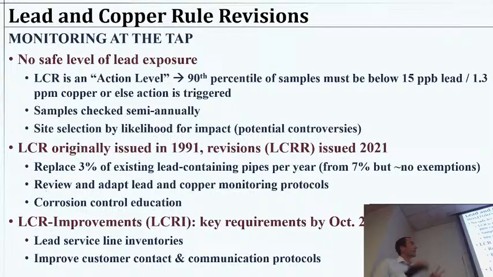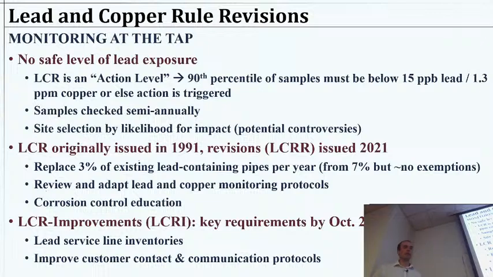Now, you'll notice that it says the 90th percentile. So it's going to exclude the top 10 percent of cases in that situation. I think that's the initial setup. Samples were checked semi-annually, so twice a year. And site selection was by likelihood of impact. And there's some big potential for controversies there. Now, of course, you can't sample every tap in the distribution system. Not at all possible. So how do you go about selecting the places that are important to study, where it's likely to have some impact?